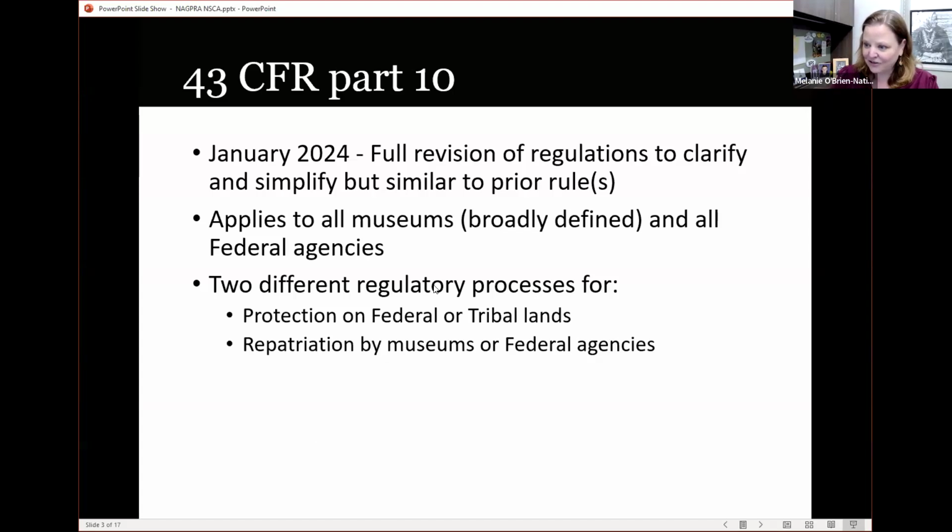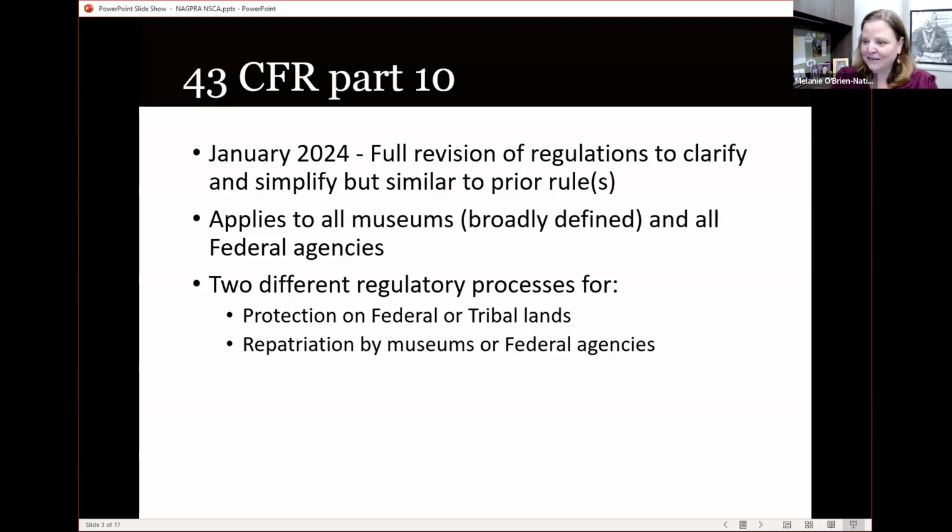These regulations, as the law itself, apply to all museums, which is a broadly defined term under the law, and it also applies to federal agencies. And basically, under the law and the regulations, there are two different processes. There's one process for the protection of human remains and cultural items on federal or tribal land. And that's the part of NAGPRA we're not going to talk about today.